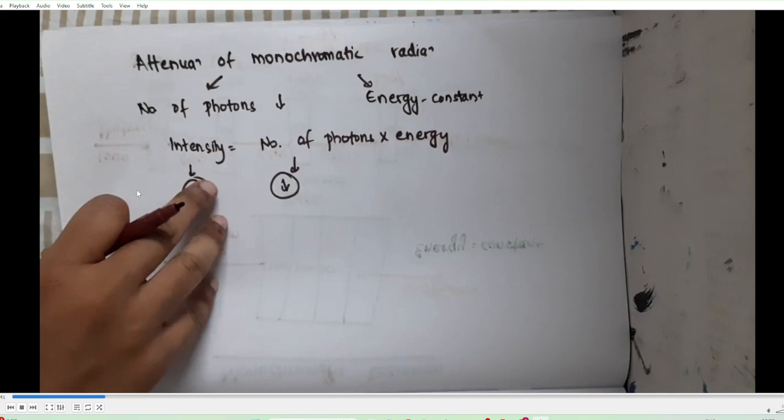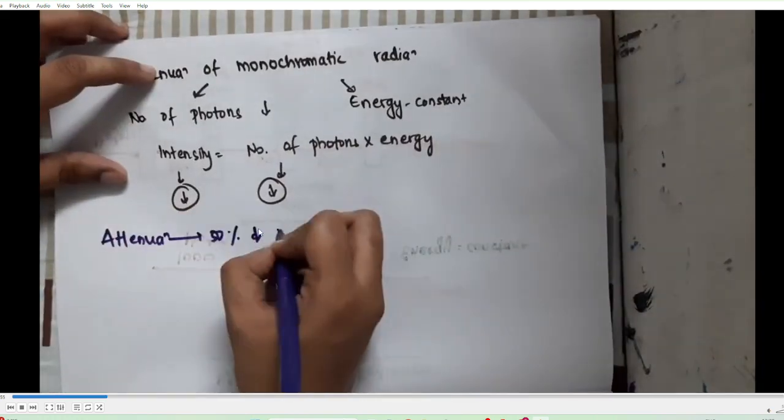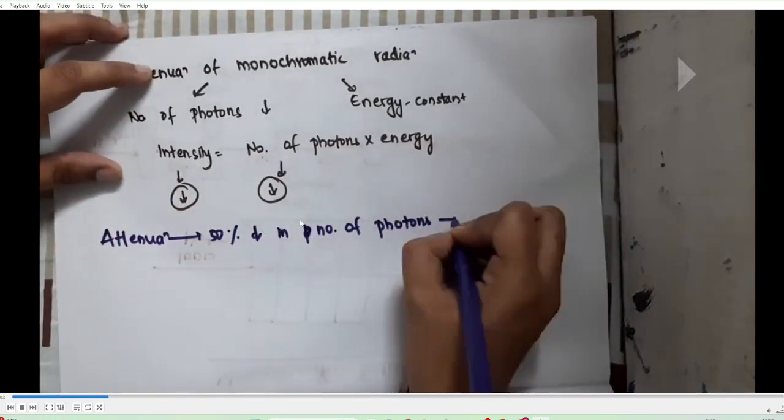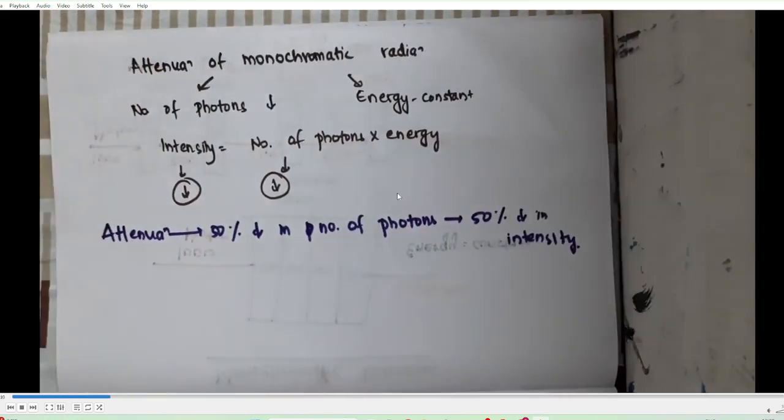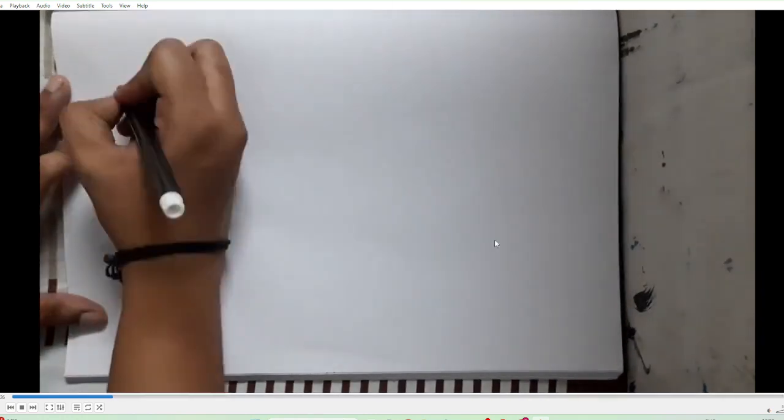So a change in number or quantity of photons in the primary beam results in a decrease in intensity of the beam. So a 50% reduction in photons is a 50% reduction in intensity of the beam, whereas the attenuation of the polychromatic radiation is even more complicated than the monochromatic radiation. In monochromatic radiation, 50% attenuation of photons will result in a 50% decrease in intensity of the beam.